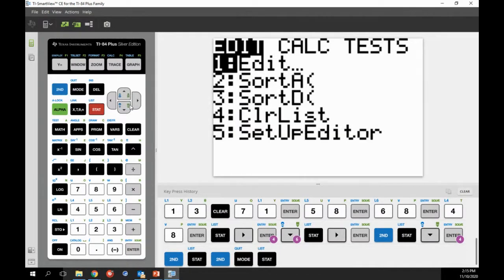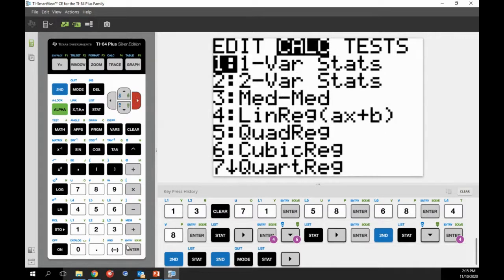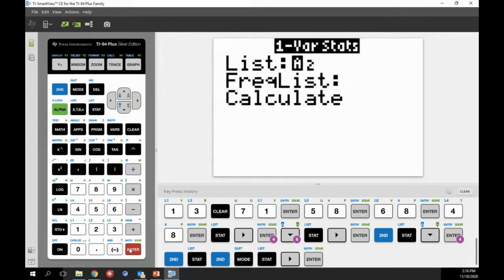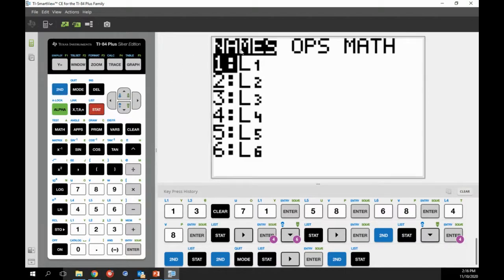you know how to get to the one variable stat page, right? The calc and the one variable stats. Once we're at this point, do you get this screen or do you just get one that says one bar stats with the parentheses? It has a parentheses for you to put something into. Okay, so you'll need to hit second and stat. That should bring you to this screen.